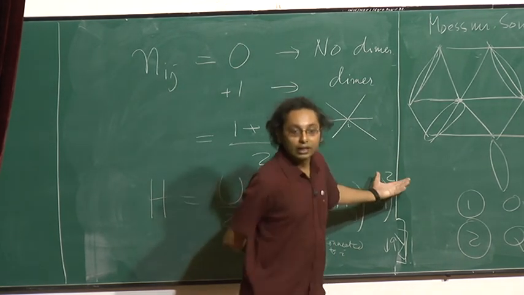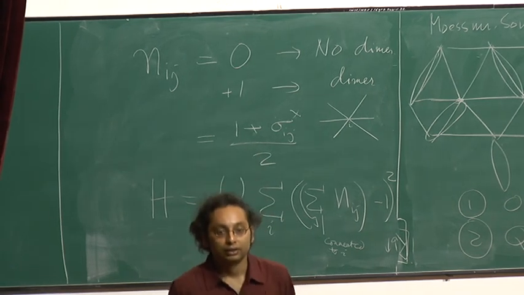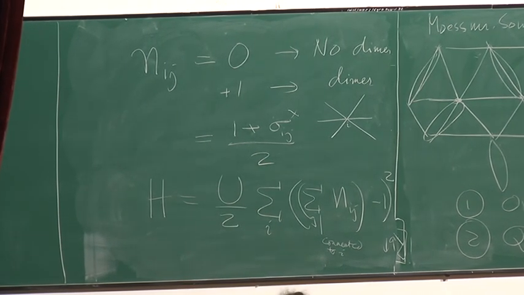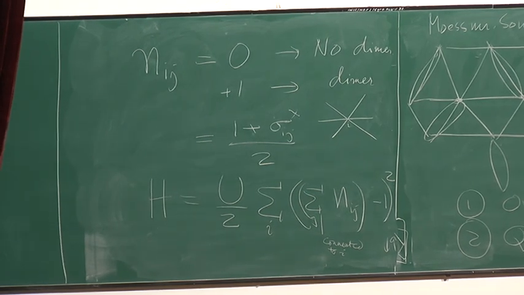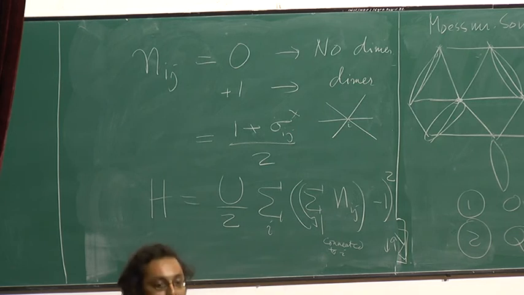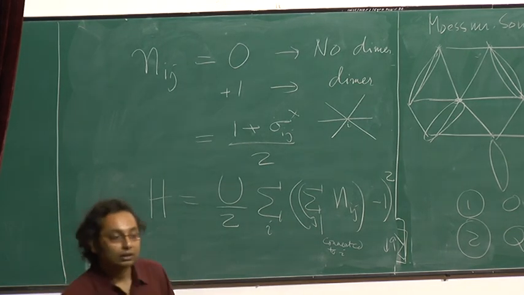Any even power, right? So the power 2 is the lowest and universally the most relevant term that you can add. I mean, if you think about doing an RG, I don't know how to do it. Maybe a 4 term also is.